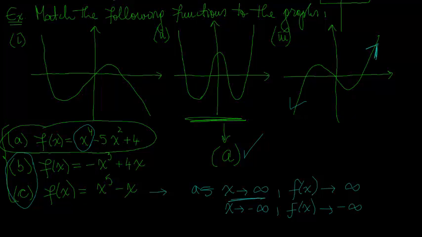Towards positive infinity, as x goes to infinity, the graph shoots to infinity, and towards negative infinity, the f of x value shoots down towards negative infinity. So I know for sure that this corresponds to choice C. By process of elimination, number 1 corresponds to choice B, and in fact, because there is a minus in front of the x cubed, you will have the opposite end behavior.